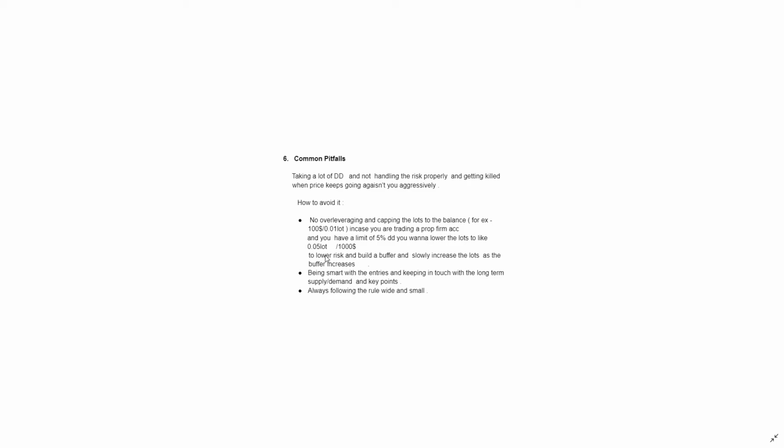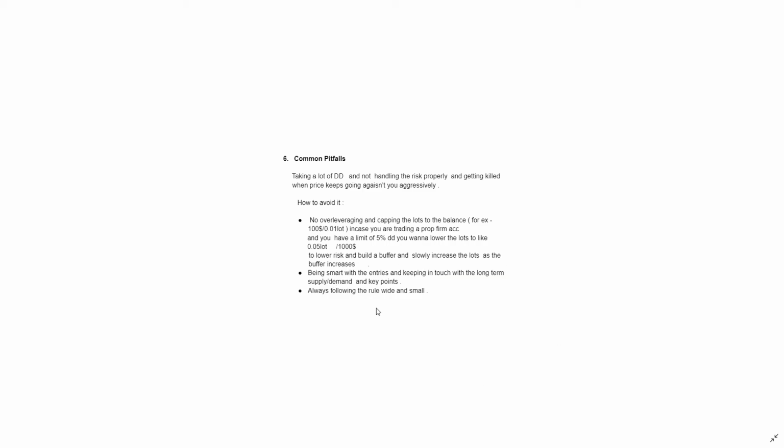And also, build a buffer before increasing the lot size. Let's say our cap is 0.05 lot, okay? We want to step it up to 0.08. So what we're going to do is make a small buffer on a $1,000 account, like $20 or $30, and then we can take that risk with our bank profit to go for high risk, high reward.